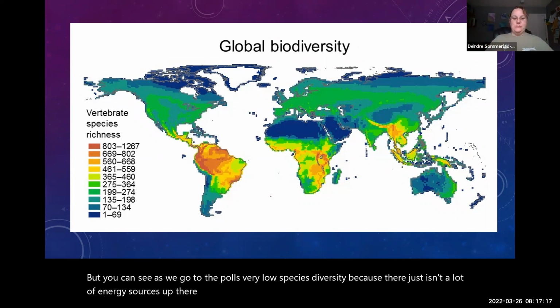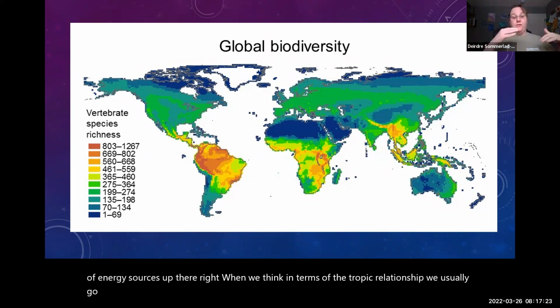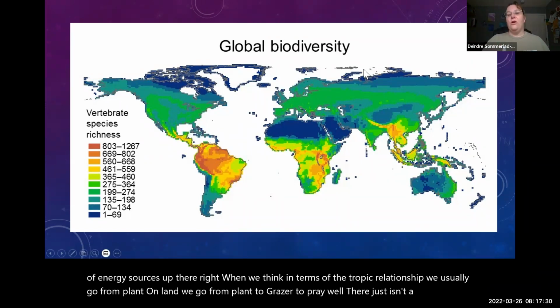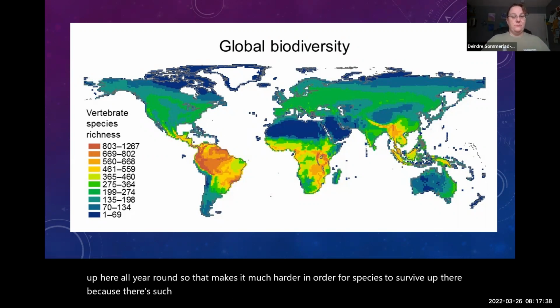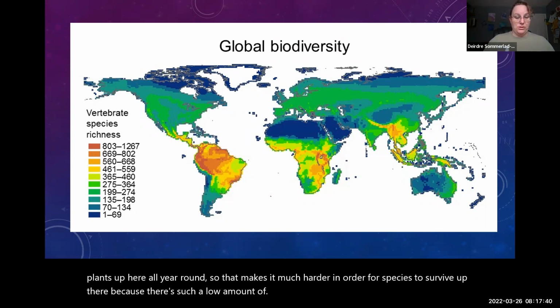When we think in terms of the trophic relationship, we usually go from plant on land, we go from plant to grazer to prey, well, there just isn't a lot of plants up here all year round. So that makes it much harder for species to survive up there because there's such a low amount of plant life to support the system.